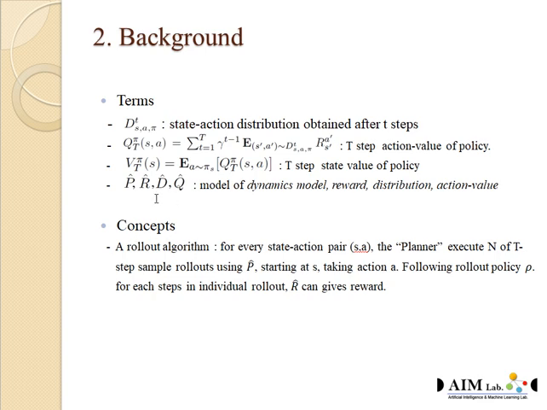Also, concepts are defined for the rollout algorithm. For every state action pair S and A, the planner executes n T-step sample rollouts using P hat, our model, starting at S and taking action A, and following the rollout policy. For each step in an individual rollout, R hat can give the reward. It is also our model. So the rollout algorithm is just sampling from the P hat and R hat.